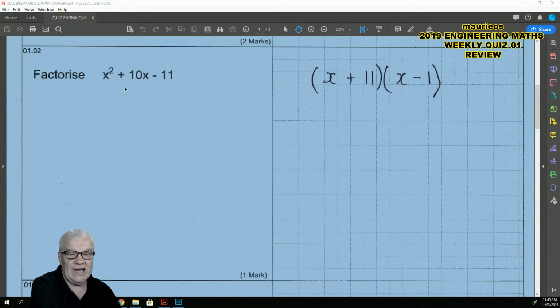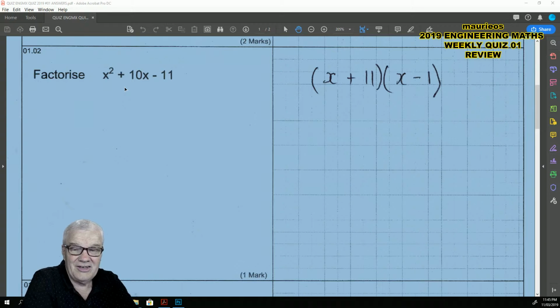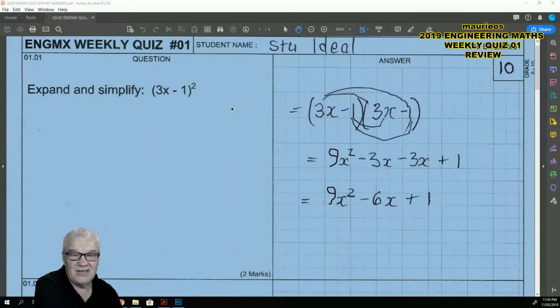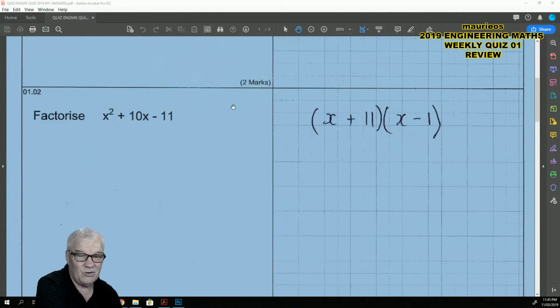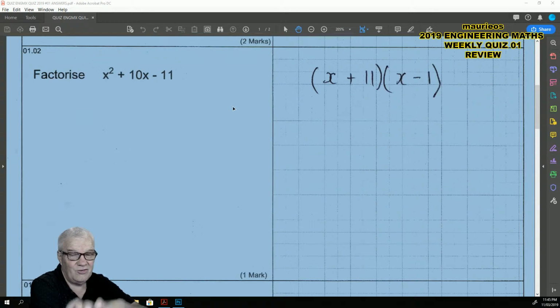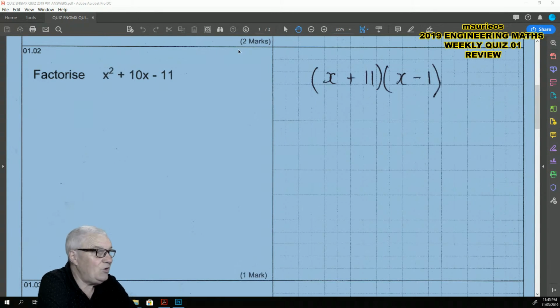And it is to factorize. So factorize means to put it back in the brackets. So up here we had expand, which is to remove the brackets. Factorize, put it back in the brackets. Do, undo. So we look at this here, x squared plus 10x minus 11. And we know that we're going to have 2 brackets. And to get the x squared, we're going to have x and x, because x times x will give us the x squared.